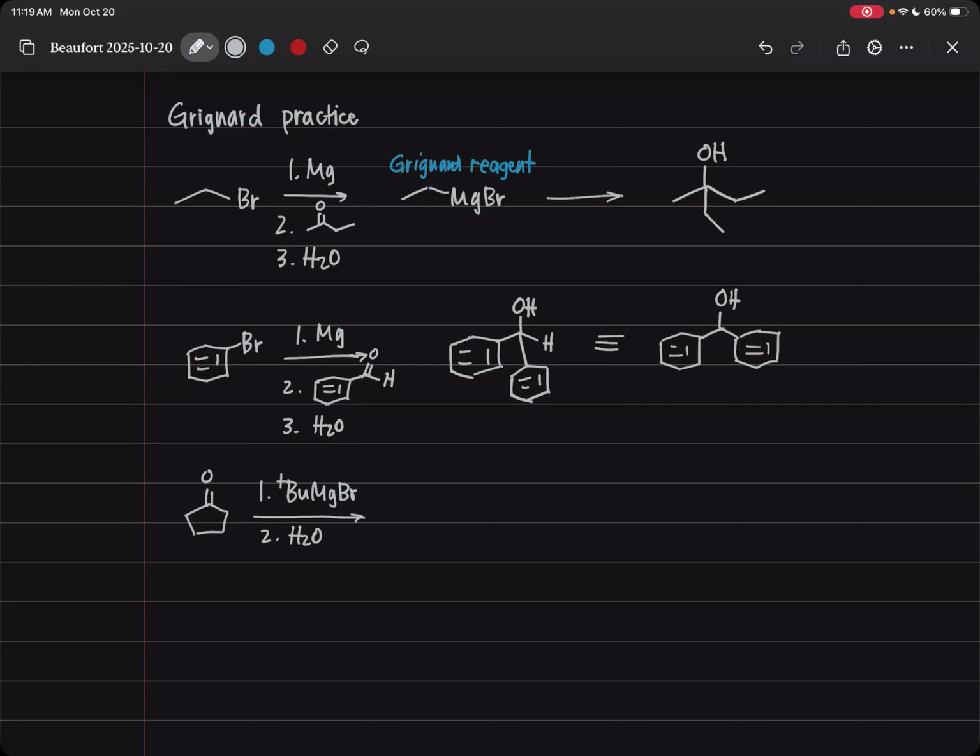All right, so from a ketone, we get a tertiary alcohol, 1, 2, 3 groups. And from an aldehyde, we get a secondary alcohol, 1, 2 groups. All right, so for this one, I'm showing it in sort of the opposite way, rather than having the bromide first and then adding the carbonyl. We're showing the carbonyl first and then adding, well, the Grignard reagent's already made for us.